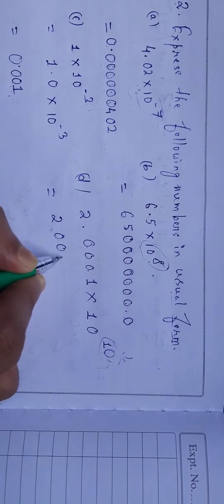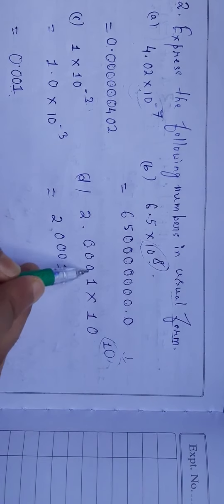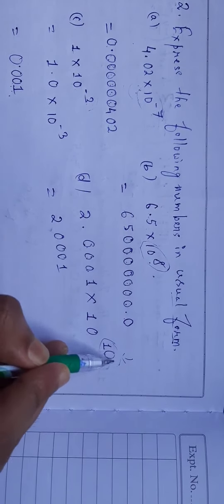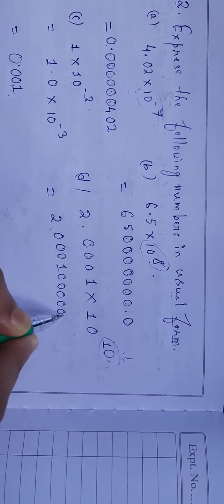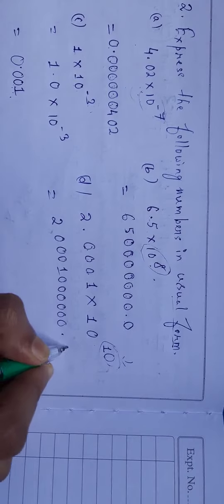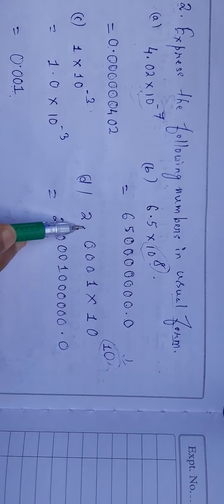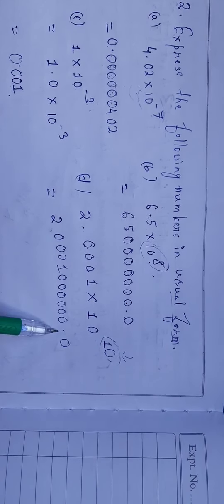So 1, 2, 3, 4, 4 digits are already there, and I have to get 6 more digits. So 1, 2, 3, 4, 5, 6, followed by .0. So I have transferred this decimal point to the right hand side.